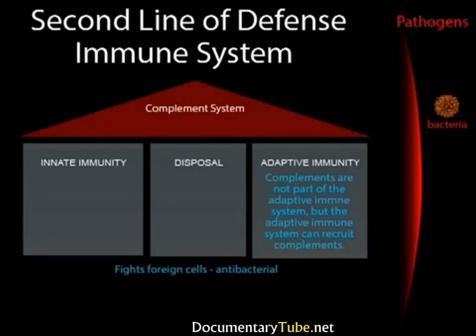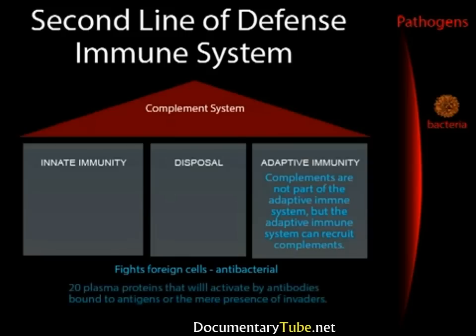Complements are involved in fighting foreign cells, which are generally bacteria. The complement system is made up of 20 plasma proteins made by the liver, which is then released into the bloodstream. Like blood coagulation factors, these proteins stay inactive in the blood serum until something activates them. The foreign invader itself can activate the protein, or the presence of antibodies bound to antigens can do the activation. Either way, this happens only when foreign cells are present.